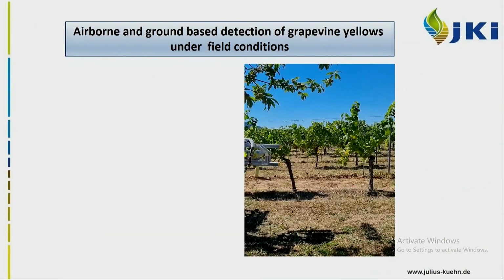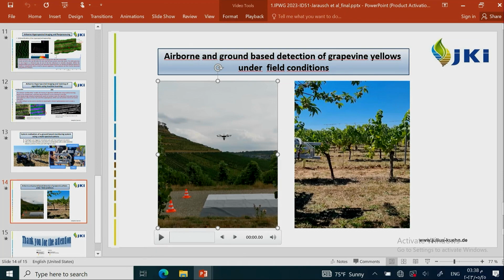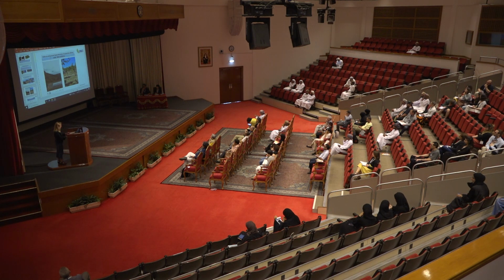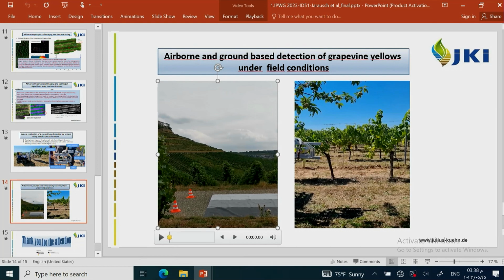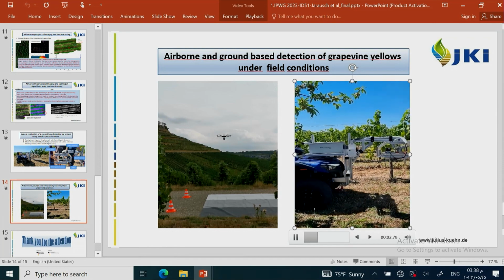I wanted to show you this now under field conditions. For this, unfortunately, I must escape the presentation mode because there is a problem with my video. So here you see, I hope it runs. This is the process using the drone, just to give you an idea how it works. And this is when we took images with a multispectral camera in the vineyard with a quad.